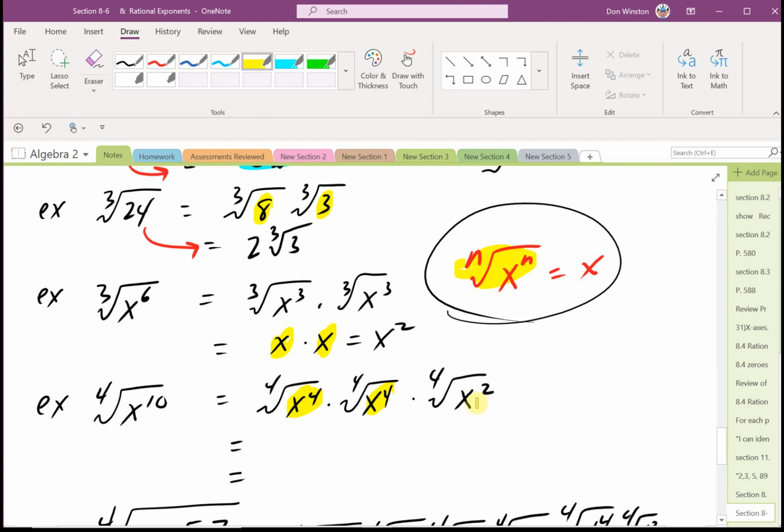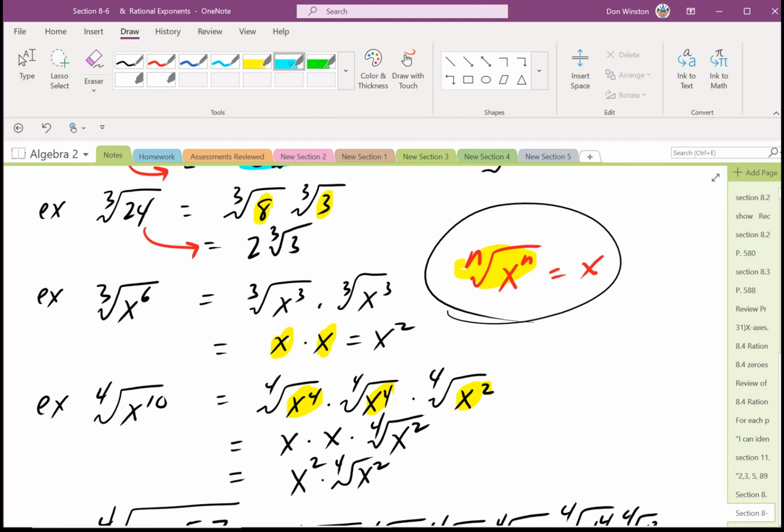Remember, when you multiply powers, you add the exponents. x to the fourth times x to the fourth times x squared is x to the 10th. But the fourth root of x to the fourth, that's just x. And then I have left over the fourth root of x squared. So in the end, I get x times x, which is x squared, times the fourth root of x squared.